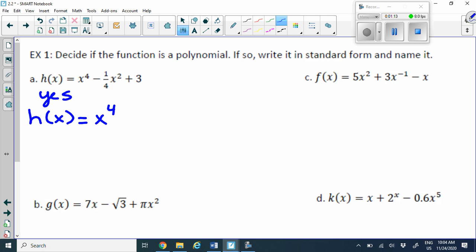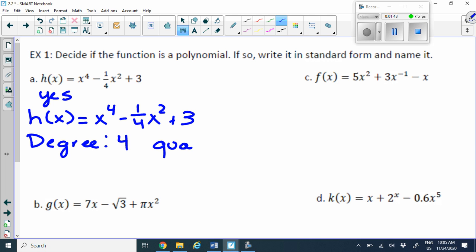4 is our largest exponent, then we go to the next one, which is squared, and then we go to the constant. Remember, your constant should be the last term. Now we are going to go ahead and talk about the degree. So remember degree, which we call n, that's going to be the largest exponent. And really that should be your first term when you write it in standard form. So our degree here is going to be 4. And going back to your notes, remember that 4 is going to be quartic. That's what this is called, quartic.